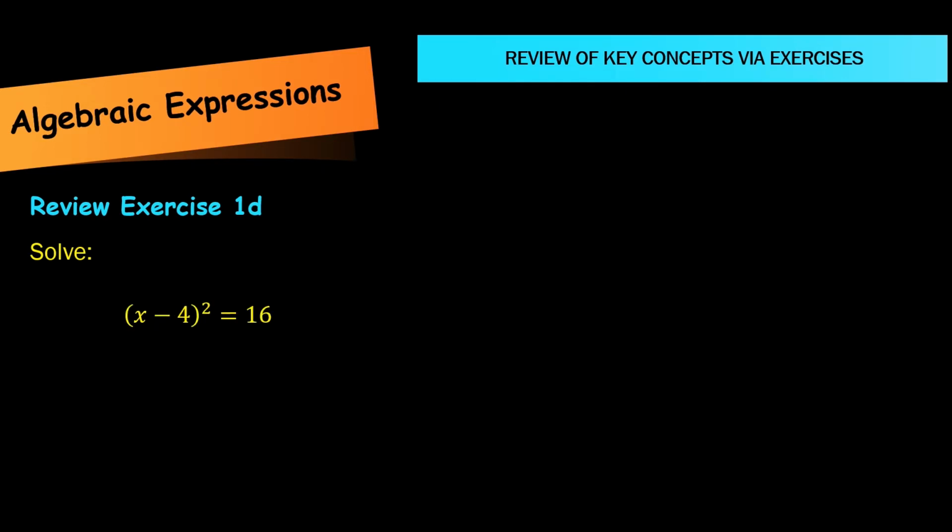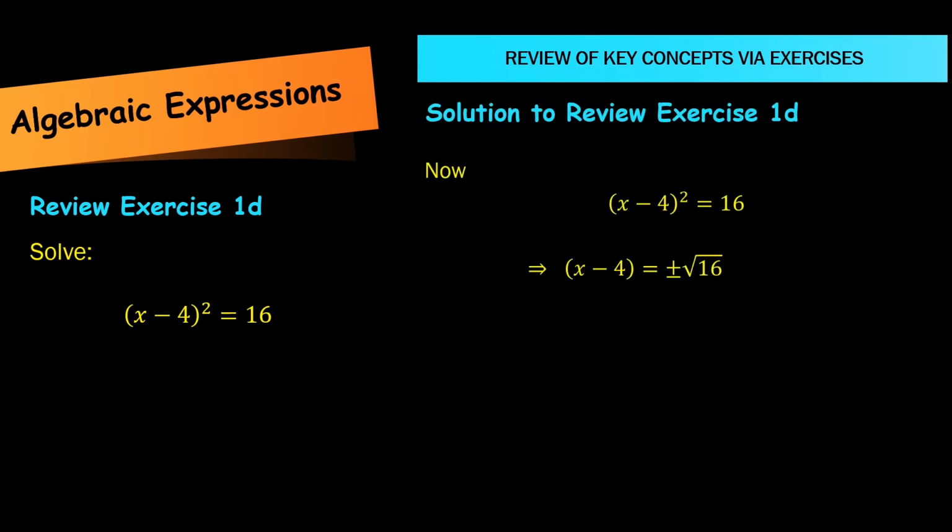And now for exercise 1d. Square root both sides to give x minus 4 on the left-hand side and plus or minus root 16 on the other. This gives x minus 4 equals plus 4 or x minus 4 equals minus 4. Therefore, rearranging gives x equals 8 or x equals 0.